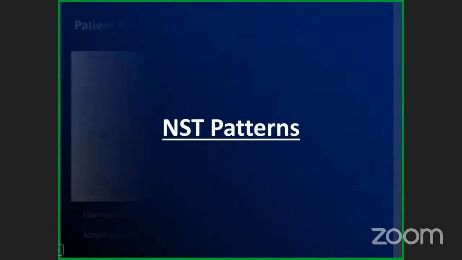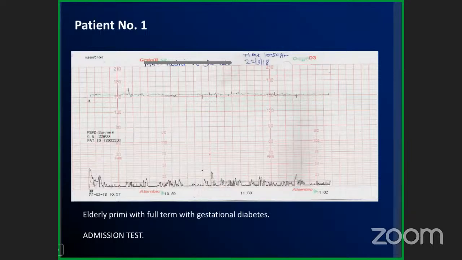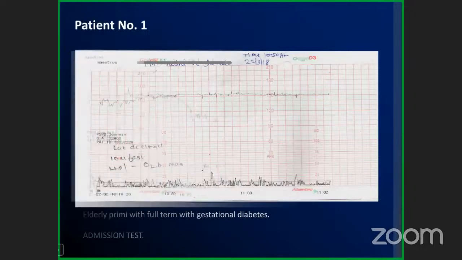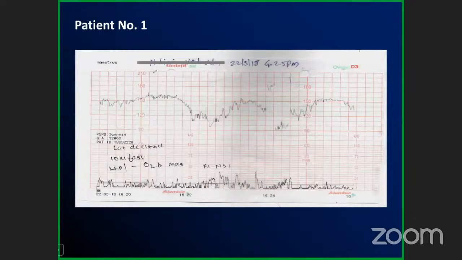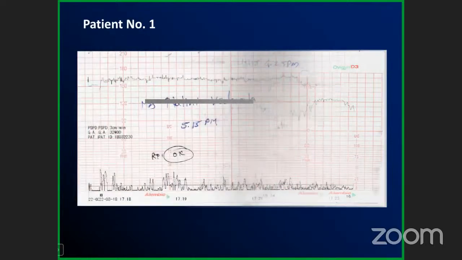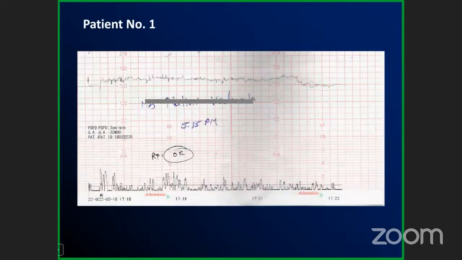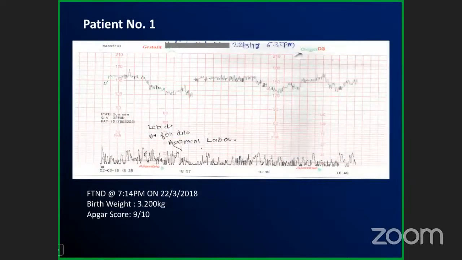Coming to a few NST patterns, which would scare you, but that is the advantage of the reversible action of it. This is an elderly primary, full-term patient at 38 weeks with gestational diabetes. We introduced the insert. Her NST was okay, and the stress test was okay. She had a deceleration after 6 hours of the PROPES, and we removed the PROPES. Her pattern is back to normal. She delivered absolutely fine, a 3.2 kilo baby, 7 hours after removal of the insert.